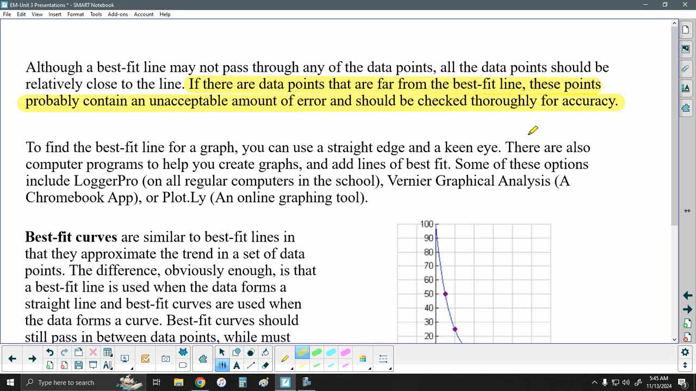And so we're always going to have, or should always have, a high level of precision. And if we have a high level of precision, then generally the accuracy should be good as well. And so we probably aren't going to have to worry about that as much. If it does happen, then we are going to have to deal with it. Now, to find the best fit line, you can use a straight edge. But like I said, we're going to use computer programs, specifically Graphical Analysis. This is the computer program that we used in physical science. And so you should still have that on your Chromebooks, and that's what we're going to be using to make all of our graphs.